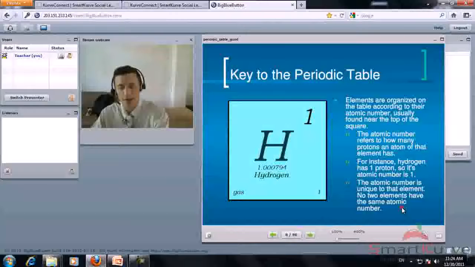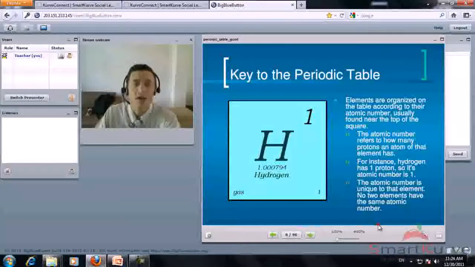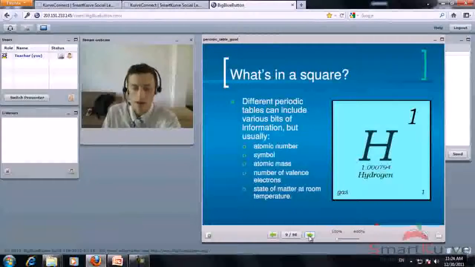No two elements have the same atomic number. No two elements have the same number of protons. They may have the same number of neutrons. All right, so here we go.